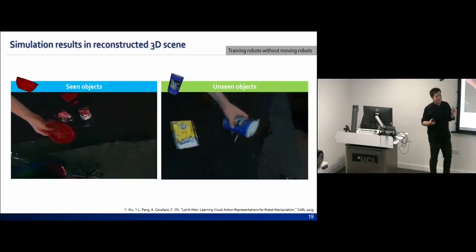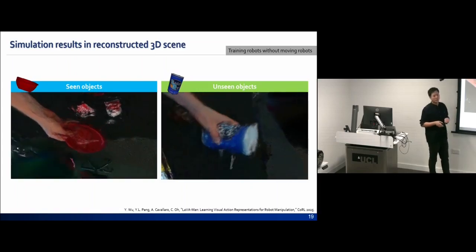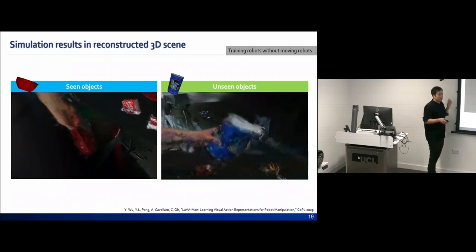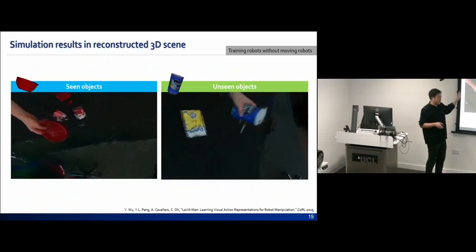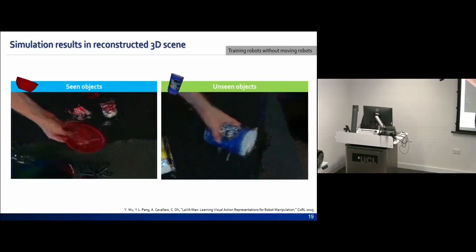Yeah, so first we validated our model. After training, we validated our model in the simulation environment. This is just a 3D scene reconstruction environment, and we deployed our model in this 3D environment. The left one is the scene objects seen during training. The right one is unseen objects.